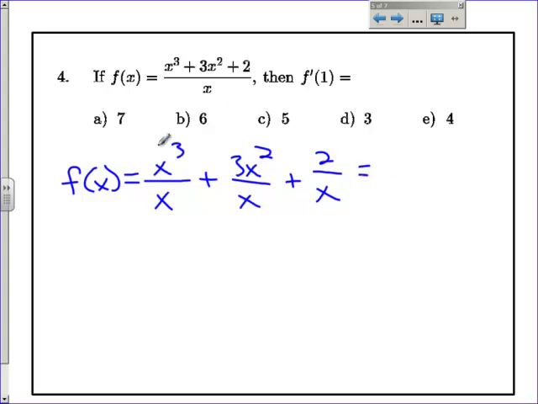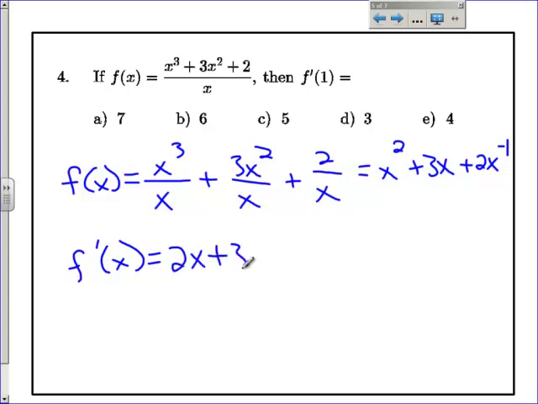So that's going to be equal to x cubed divided by x is x squared. 3x squared divided by x is 3x. And then we're going to write 2 over x as 2x to the negative 1 so that we can go through here and do our derivative. So f prime at x is going to equal 2x plus 3 minus 2x to the negative 2, which is 2x plus 3 minus 2 over x squared.